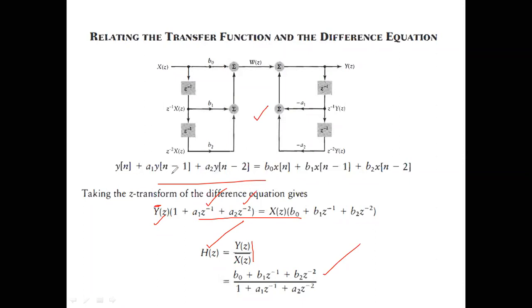Using the linearity and the time shift property, I get the ratio H(z), which is Y(z) divided by X(z). Hence, I have the transfer function.